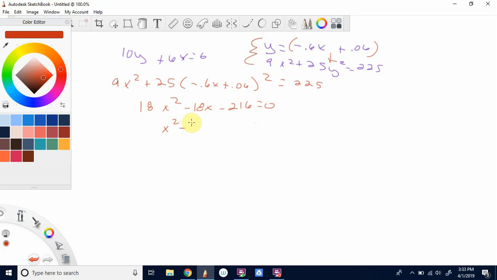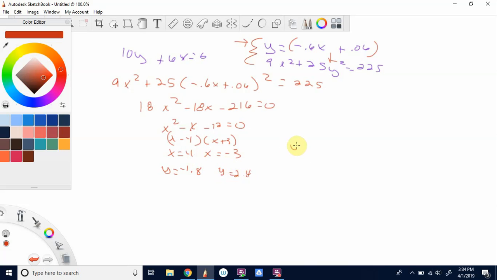We end up with x squared minus x minus 12 equals 0. Now I can factor that and get x minus 4 and x plus 3. When we solve, we get x equals 4 and x equals negative 3. So we have two solutions, two x solutions. So therefore, we have to put this back into one of the equations. Does it matter? No. When I take this equation and put 4 into there, I'm going to get y equals negative 1.8. When I put negative 3 into this equation, I get y equals 2.4.